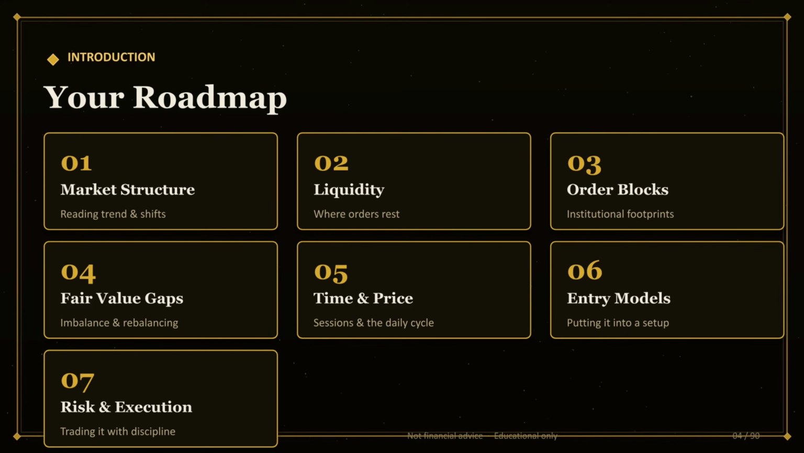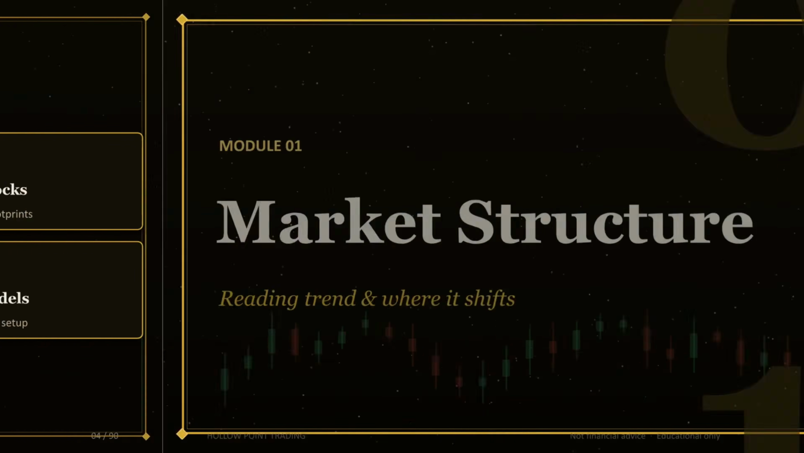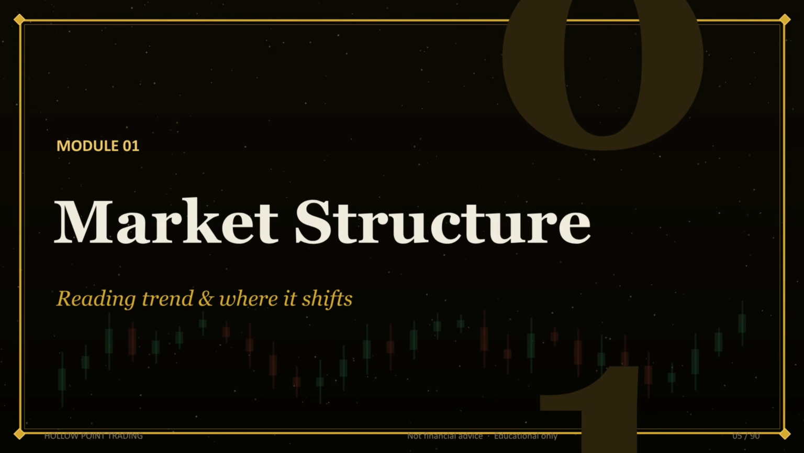Here is our roadmap. We will progress through market structure, liquidity, order blocks, fair value gaps, time and price, and finally, entry models and risk management. Module 1 focuses on market structure, helping you identify trends and understand when they shift.